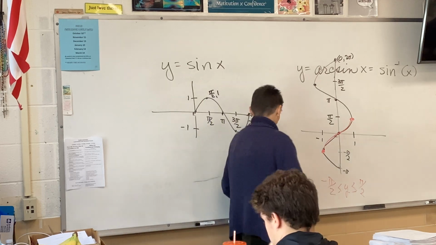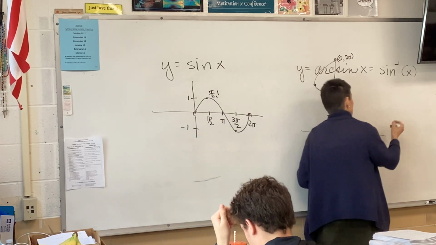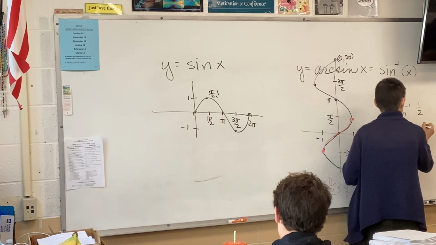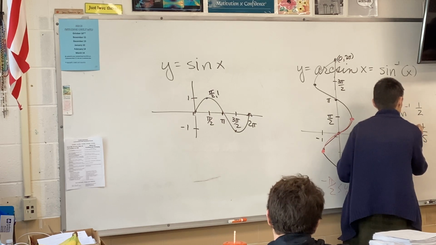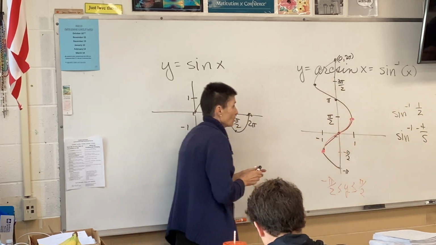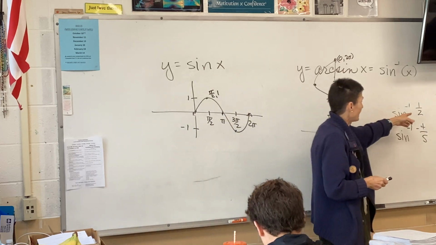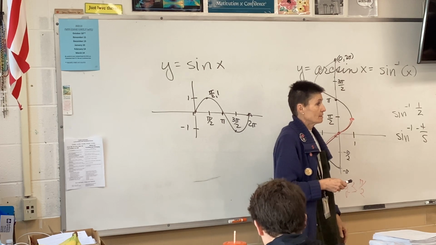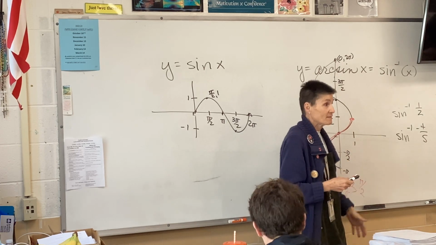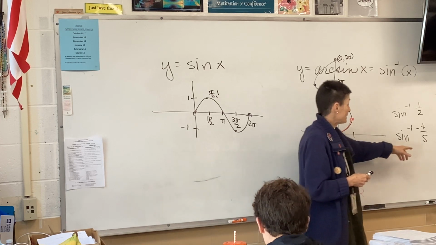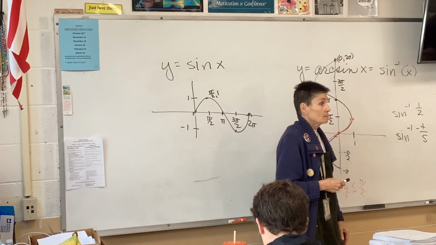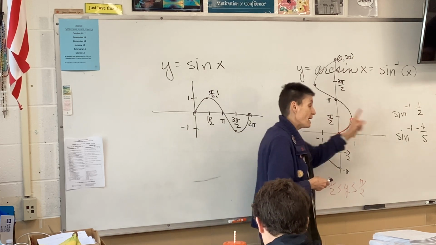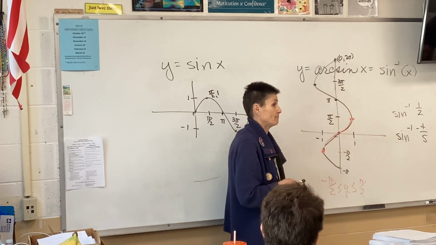Take your calculator out. Type this in. What happens when you type in a positive number? What happens? Between 0 and 90 or 0 and 1.57? And what happened here when you type this one in? You got a negative one, right? You got this piece down here. That's going to happen every time you do an inverse sine.